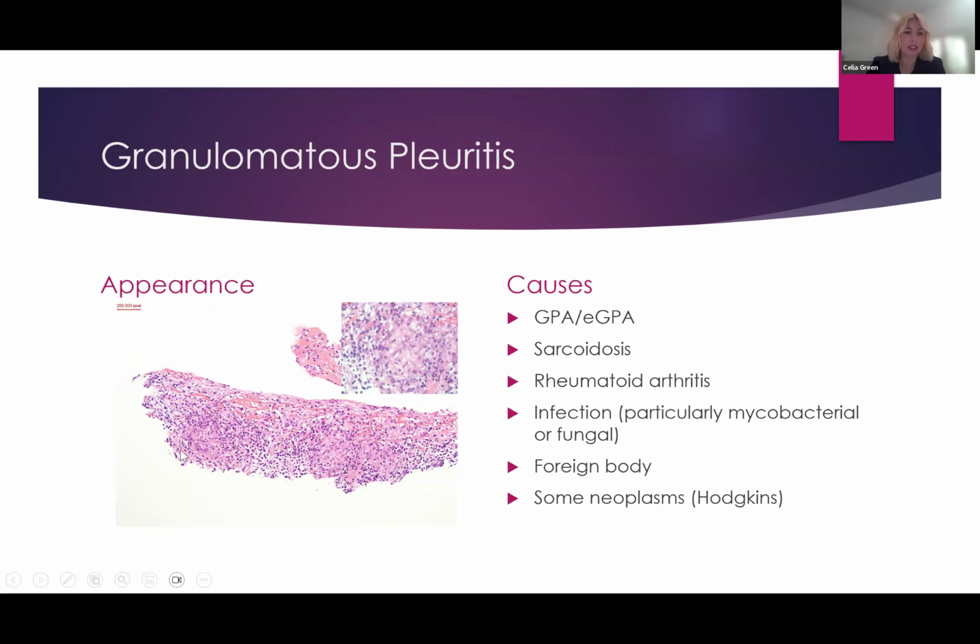And then these areas here are zoomed up, and that's a granuloma, which is essentially a collection of epithelioid histiocytes, and that's surrounded by lymphocytes here. So you can get this in GPA or EGPA, sarcoidosis, rheumatoid, infection, particularly mycobacterial or fungal, foreign body, and even some neoplasms have granulomas associated with them, particularly T-cell lymphomas and Hodgkin's lymphoma.